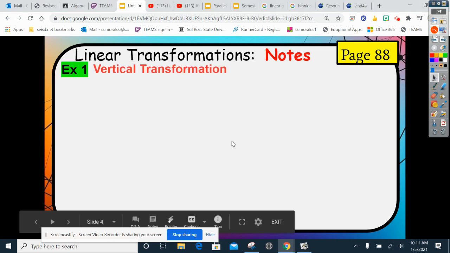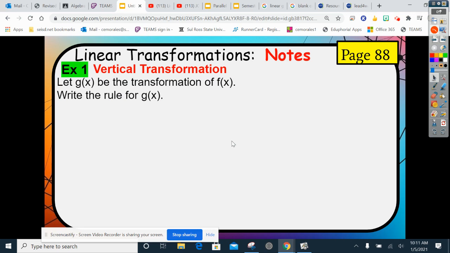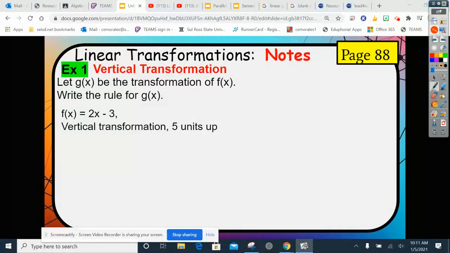Okay, in example one, we are asked to do a vertical transformation, and they're telling us that g of x will be the transformation of x. So we need to write the equation or the rule for g of x. In this equation, f of x is 2x minus 3. Let's just remember that f of x is the same as y. Don't let that confuse you. f of x is the same as y. It's a regular equation, the function of x. And we need to do a vertical transformation, and they want us to go 5 units up.